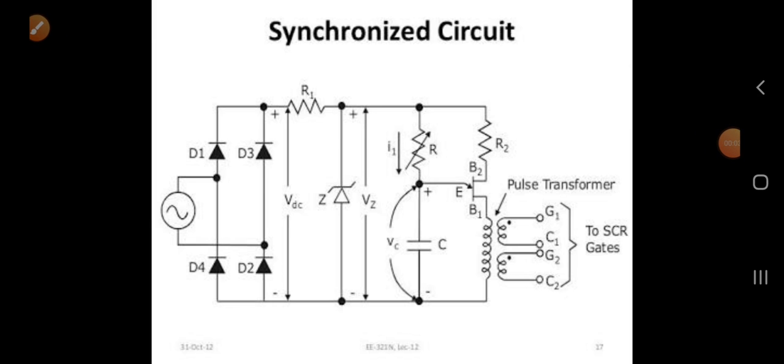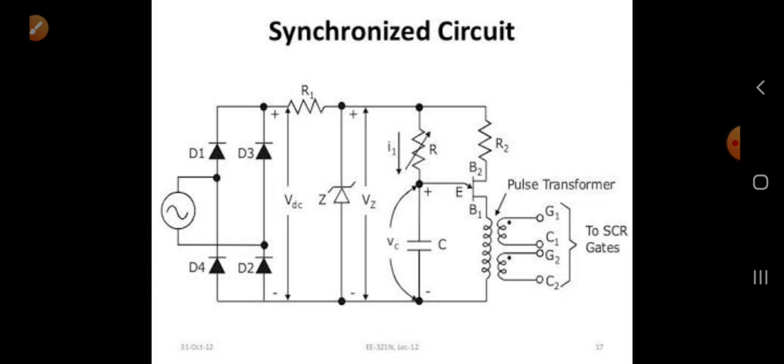Hello students, today we are moving to the next concept, and that is a UJT triggering circuit. In the previous lecture we went through the RC triggering circuit. Now we are triggering the SCR with the help of the UJT, that is called a unijunction transistor, and this is the circuit you are observing here.